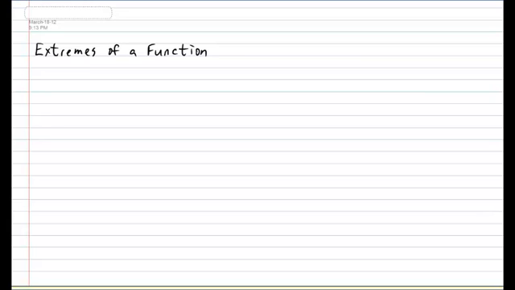Hi everyone. Today we're going to be looking at what is meant by the extremes of a function. So, in your notebook, please put down today's subtitle, which is the extremes of a function.